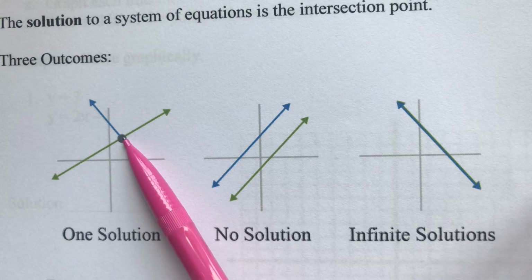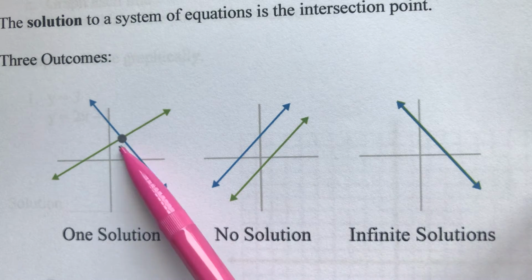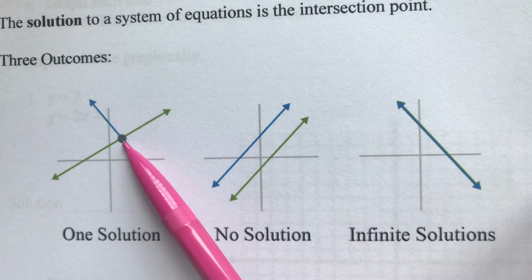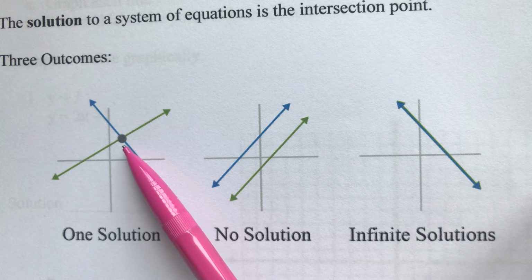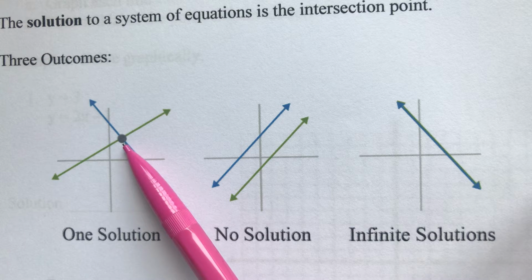Sometimes we can get caught up in graphing these and then totally forget why we're graphing them. We're graphing them to find that intersection point. So the intersection point is the solution. That's the purpose for graphing two equations on your coordinate plane, is to find where they intersect. That's your answer.